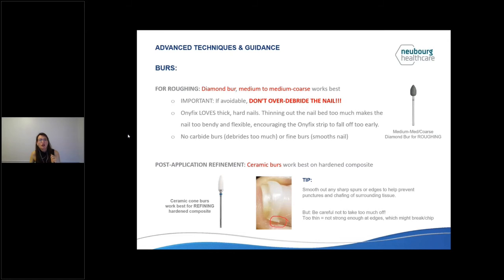And then also remember, no carbide burrs or bits, and no fine burrs either. Fine diamond or other types of fine grits will only smooth the nail out more, and you do want some coarseness to it. Coarse burrs are too much as well. You don't need that. Somewhere in the middle is perfect. As a reminder, ceramic burrs only for refinement.